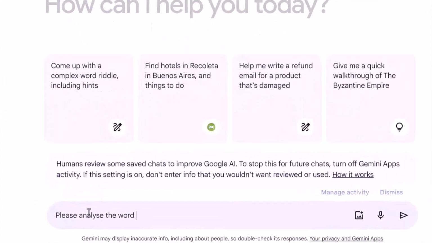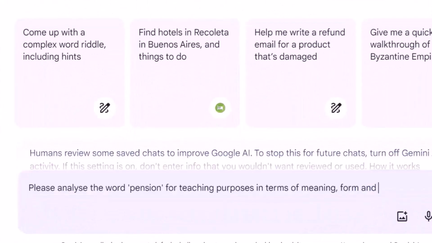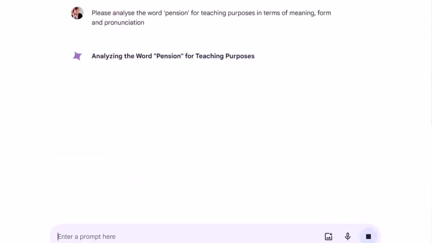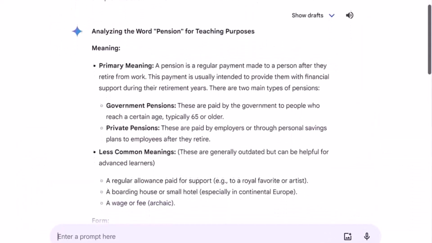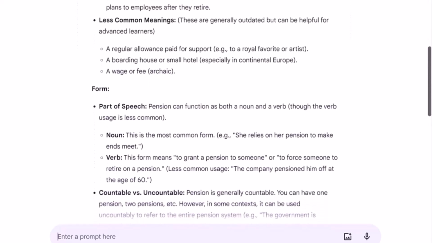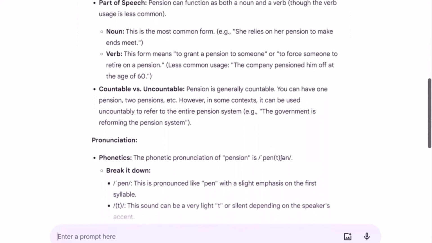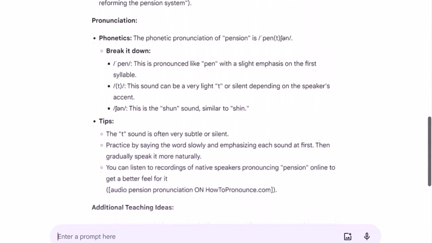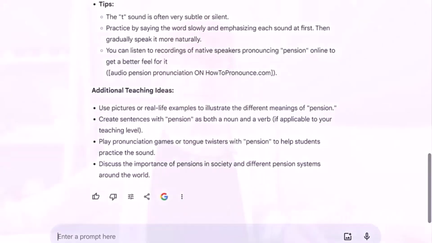Let's see what AI gives us in terms of meaning, form and pronunciation. I asked Gemini first, and as you can see, it gives us these and a lot of other information. Some parts of this are definitely more helpful than others. So as I said before, you need to approach the information critically.